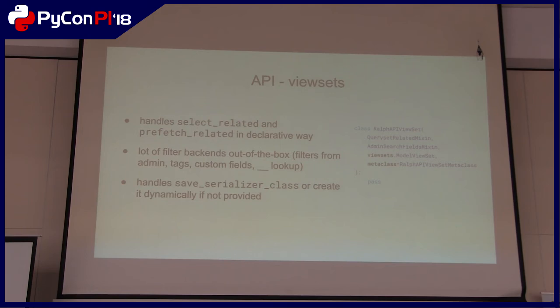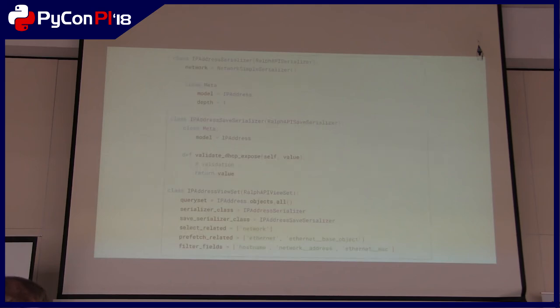Our viewsets handle select related and prefetch related in a declarative way. That's something Django Rest Framework didn't handle out of the box. We've added a lot of filter backends, for example the double underscore lookup to specify that some field is greater than something, or some field starts with something. And we can provide our save serializer class or create it dynamically if it's not provided.